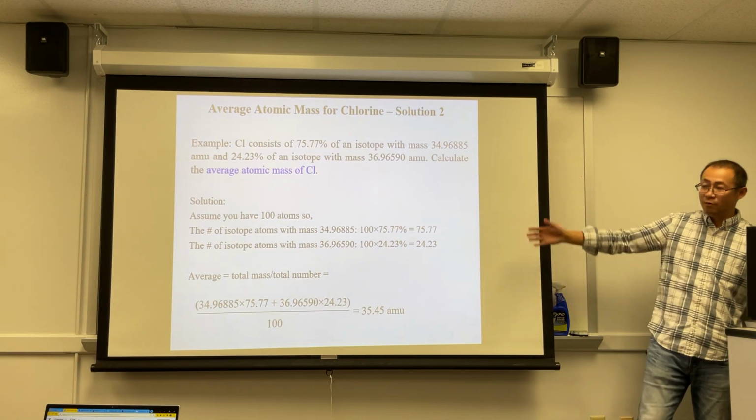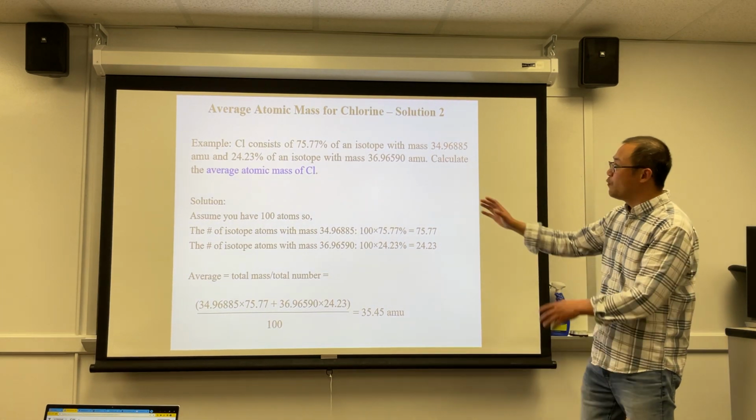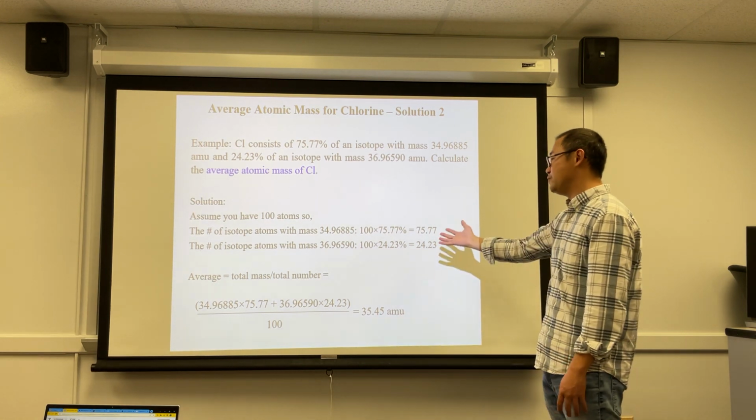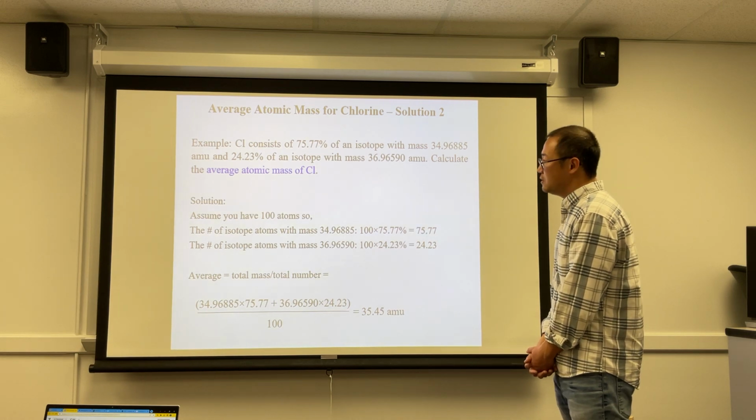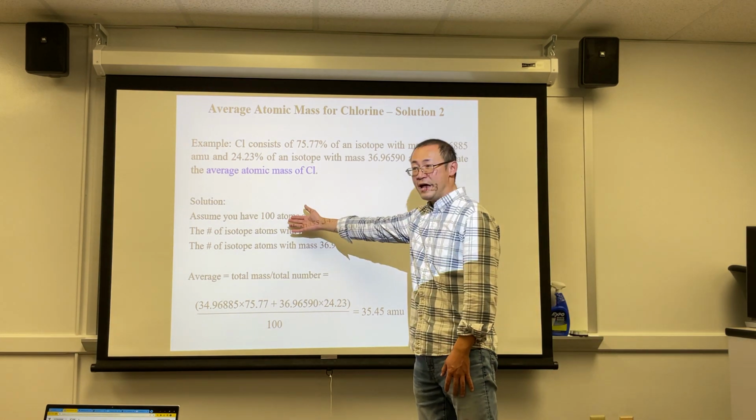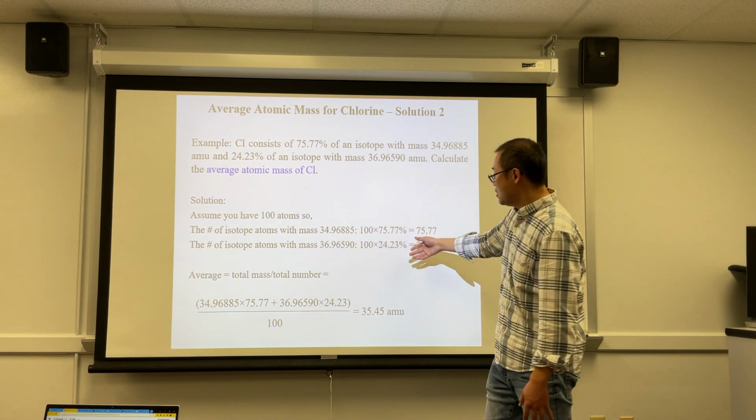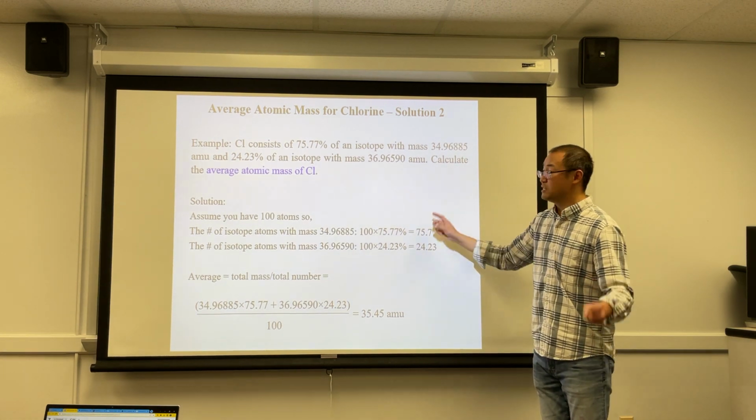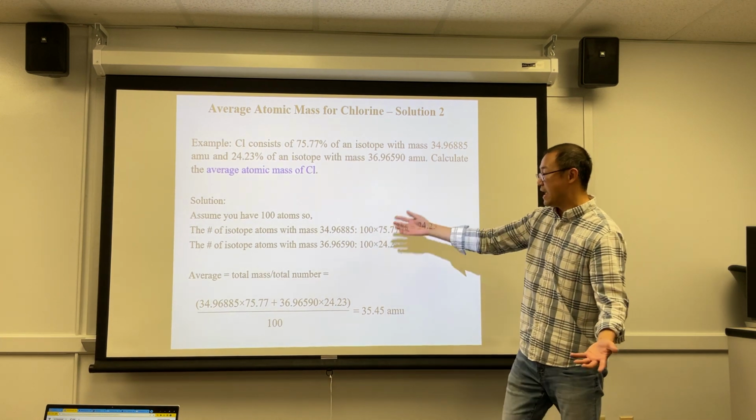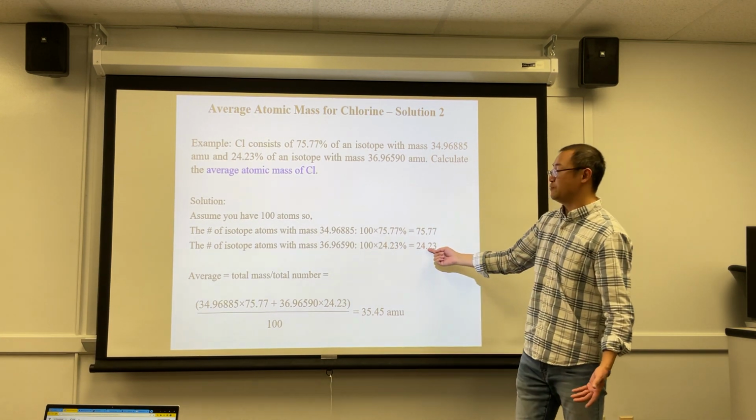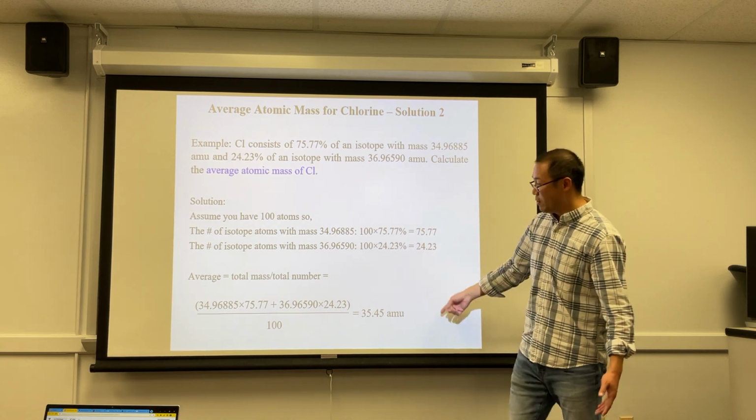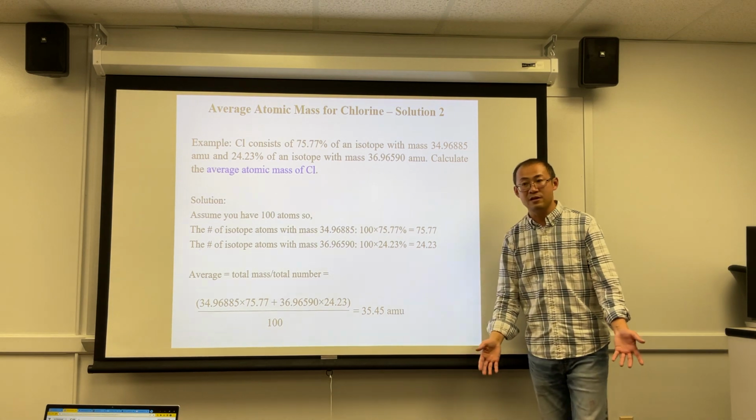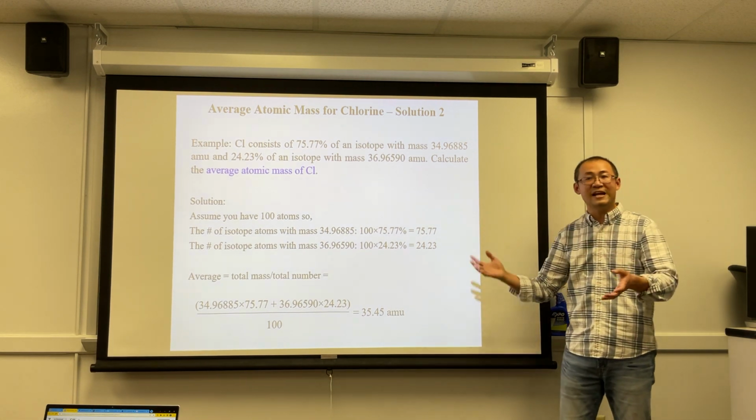This is another method showing why it is actually an average. I don't want to go into too much detail, but if you like, you can read another method. Basically, we assume you have 100 atoms. Then 75%, for example, is 75 real atoms, because we assume the total is 100. And the same, 24% means I have 24.23 atoms. So I calculate the total mass, divide by the total number 100, and I get the same idea. So there are two ways of understanding this.